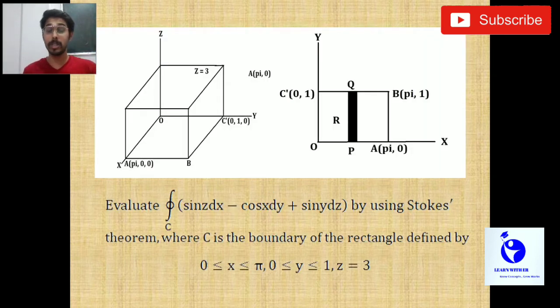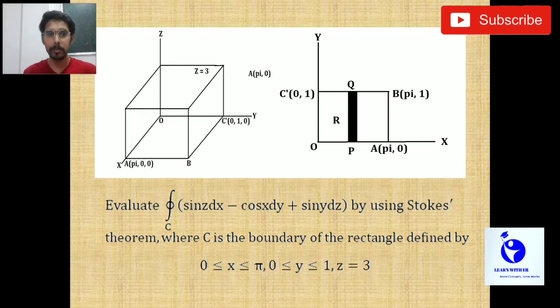Now comes a question. We have to evaluate the closed integral over C of sine z dx minus cos x dy plus sine y dz, by using the Stokes theorem, where C is the boundary of the rectangle defined by the limits 0 to pi for x, 0 to 1 for y, and z equals 3. So this is the question where we are given the limits in front of us.